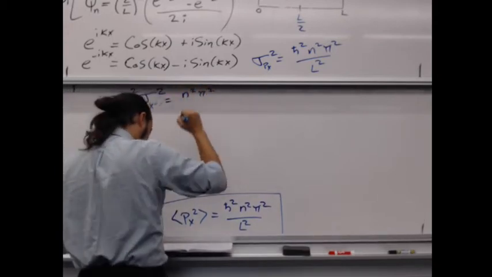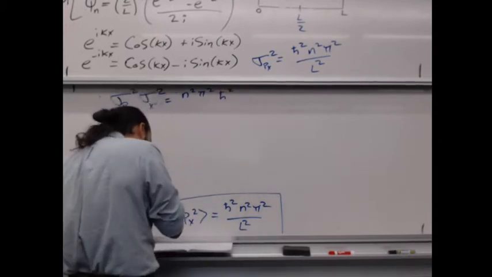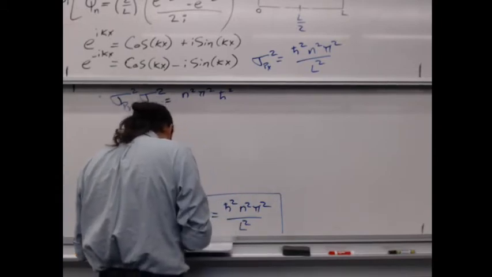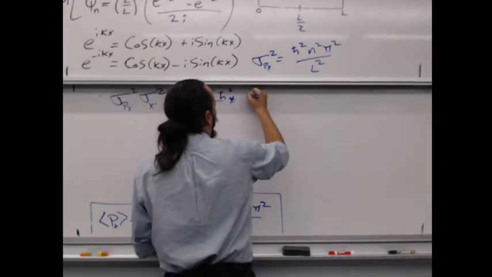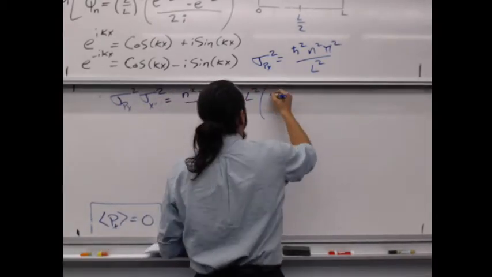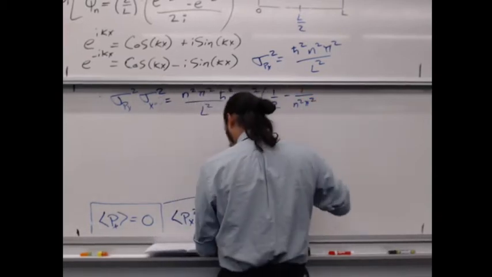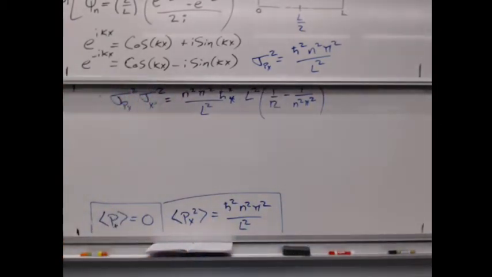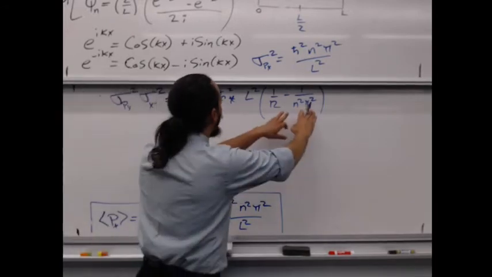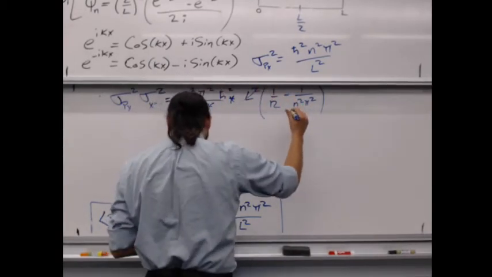What I'm going to get is n squared pi squared h bar squared over L squared, times L squared, quantity 1/12 minus 1 over n squared pi squared. I'm going to rearrange this in a very intentional, very suggestive way. I'm going to bring my n squared pi squared in, cancel out my L squareds, and, oh, did I forget my factor of 2? I forgot a factor of 2 there.